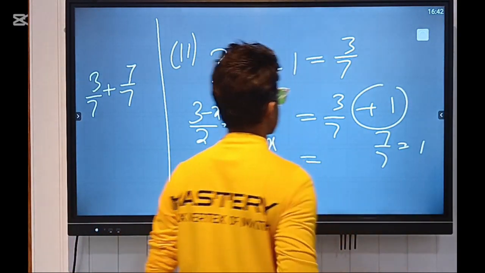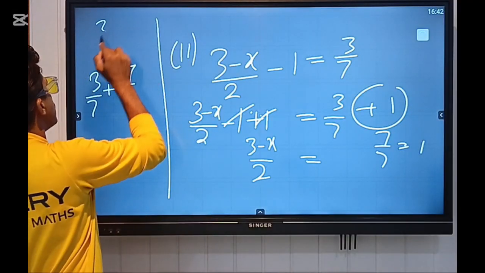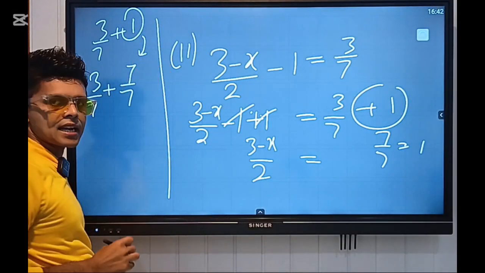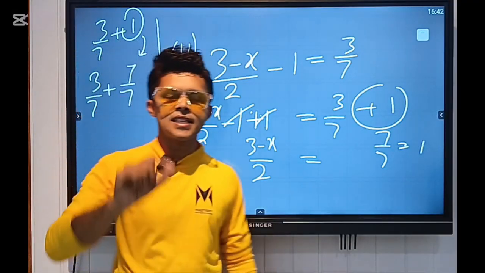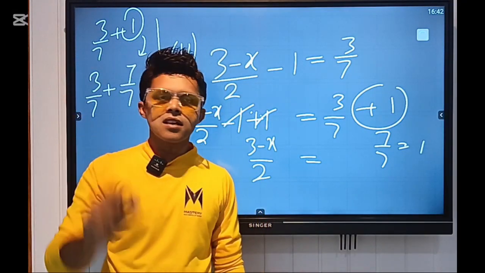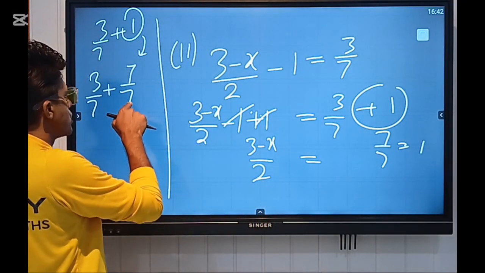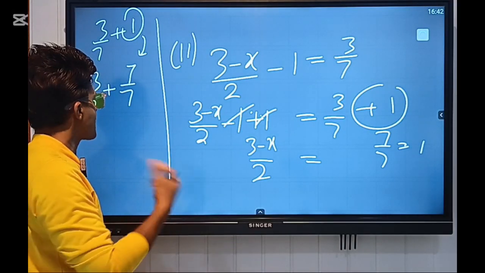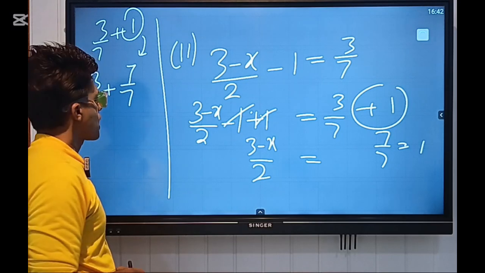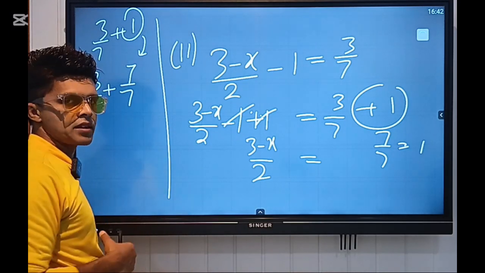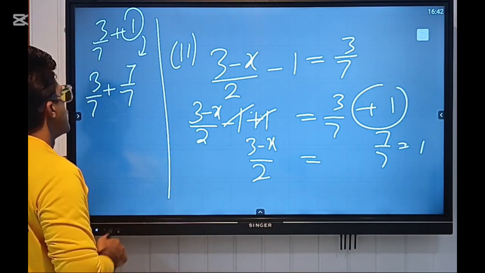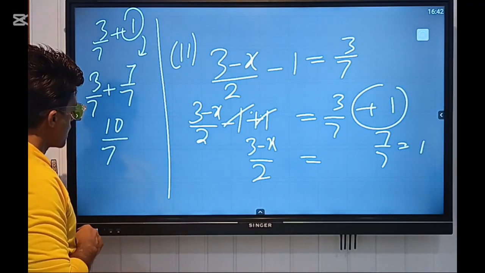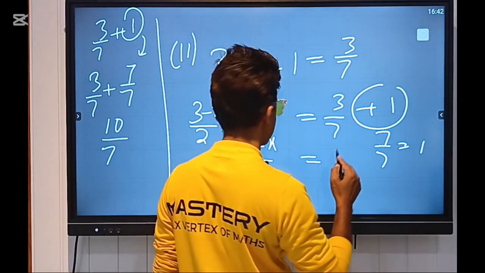Instead of this part, I've written here 3 over 7 plus 1. Instead of this part, I have written 7 over 7. The reason for writing 7 over 7 is that here it is 7. So this was also written as a fraction, so as to write it with the value met in the denominator as 7. So then 3 plus 7 is 10. 10 over 7 is the answer here.